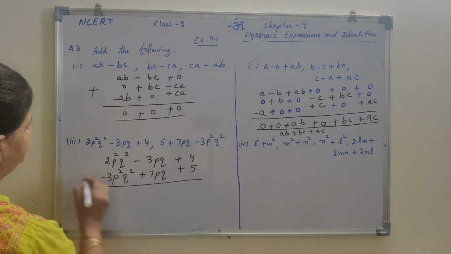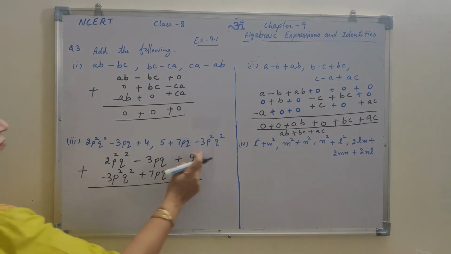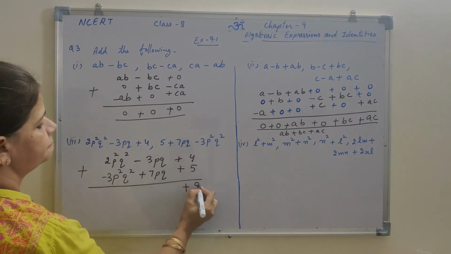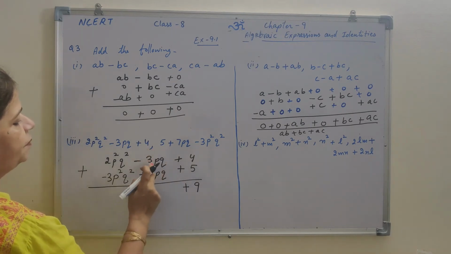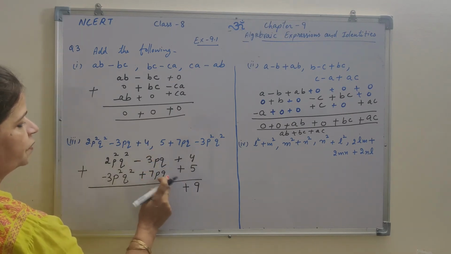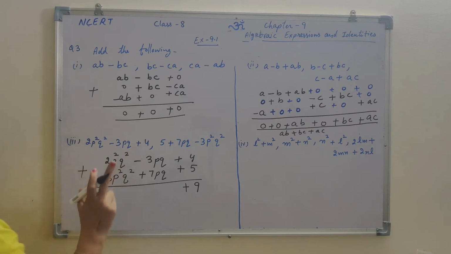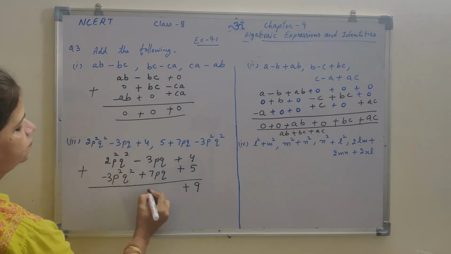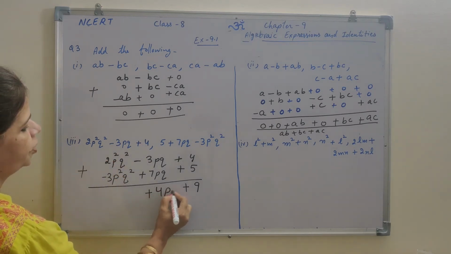Now we will add them. 4 plus 5 is 9. Minus 3pq plus 7pq. We will use our rules of integers. That means this will give us 4pq plus 4pq.